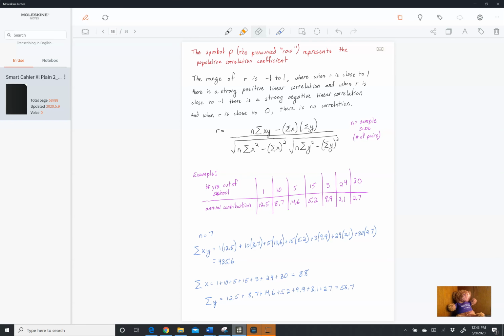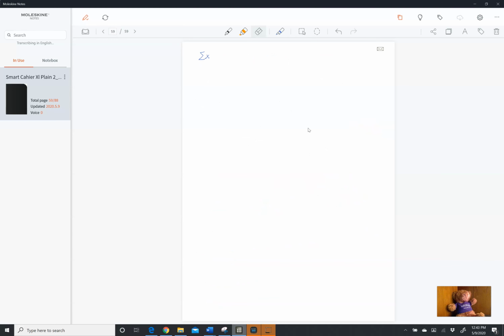Okay, then we have to do the sum of our x squares. This means that we're taking each of our x values, squaring them, and adding all of that together. So these are our x values. And if we do that, we get 1,836.